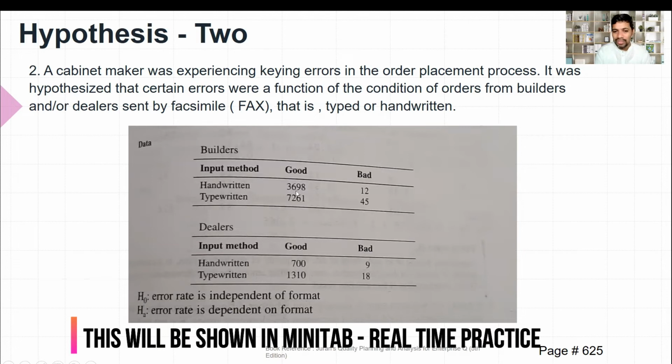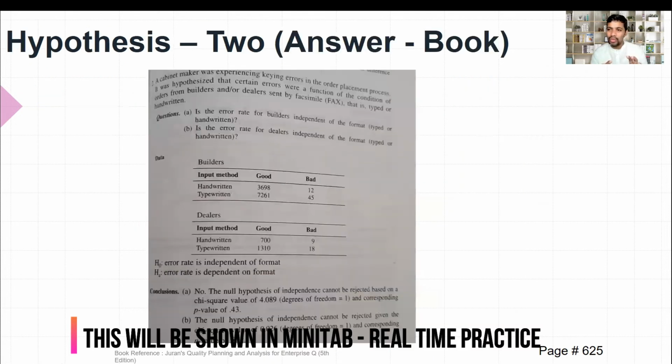For example, 3,698 are good, bad is 12, and the same way typewritten, and this is handwritten again from the dealer and typewritten. So this is the data they have given, right? I will quickly show the answer, but I will be doing it in Minitab, right?